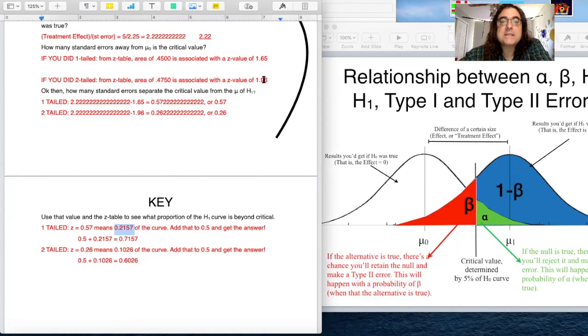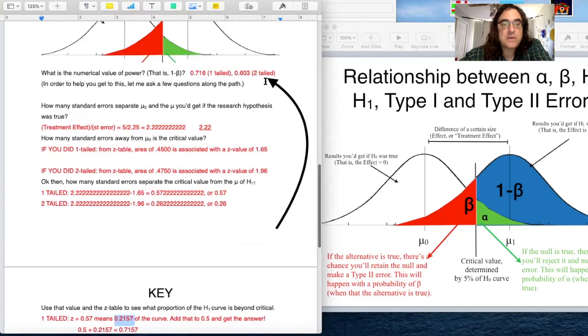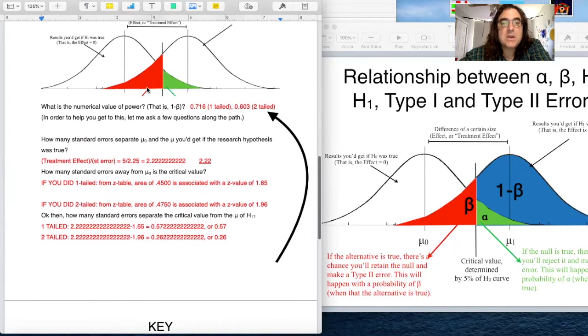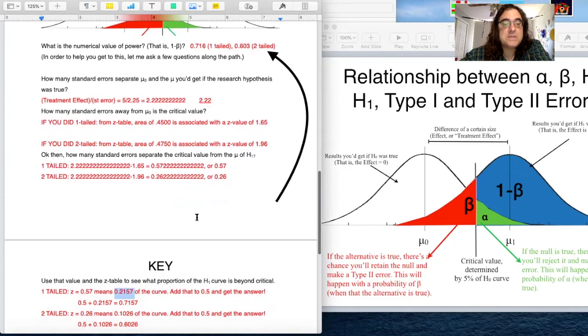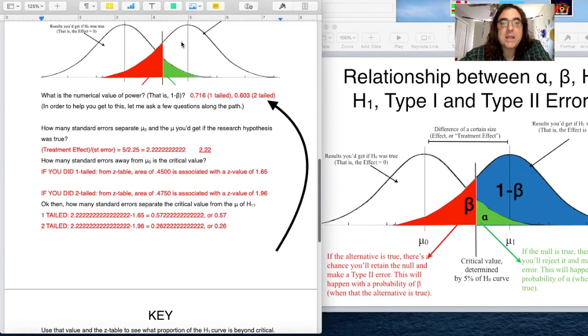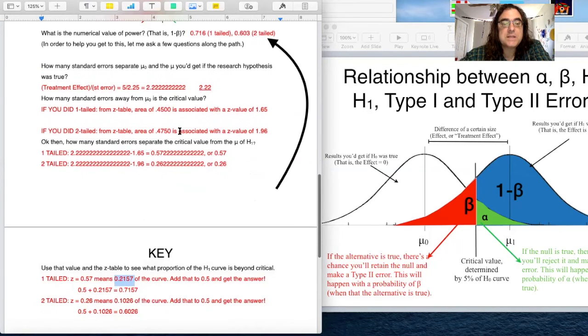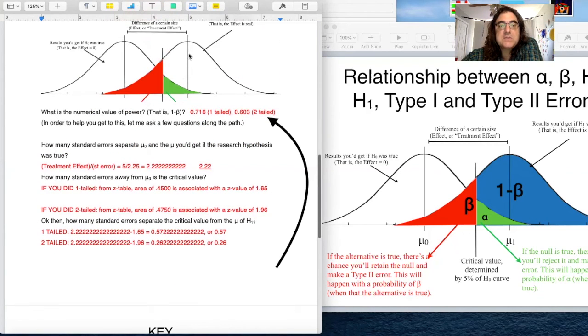If 1.96 was your value for the critical value, then this distance here is 1.96, so 2.22, the entire distance for the treatment effect, minus 1.96 standard errors is 0.262 standard errors right here between this point and this point. If you looked up 0.26 in the z-table, you would see that it is 0.1026. So this area right here is 0.1026. If you add that to 0.5, you get 0.6026. So this area here is 0.603 if you did a two-tailed.